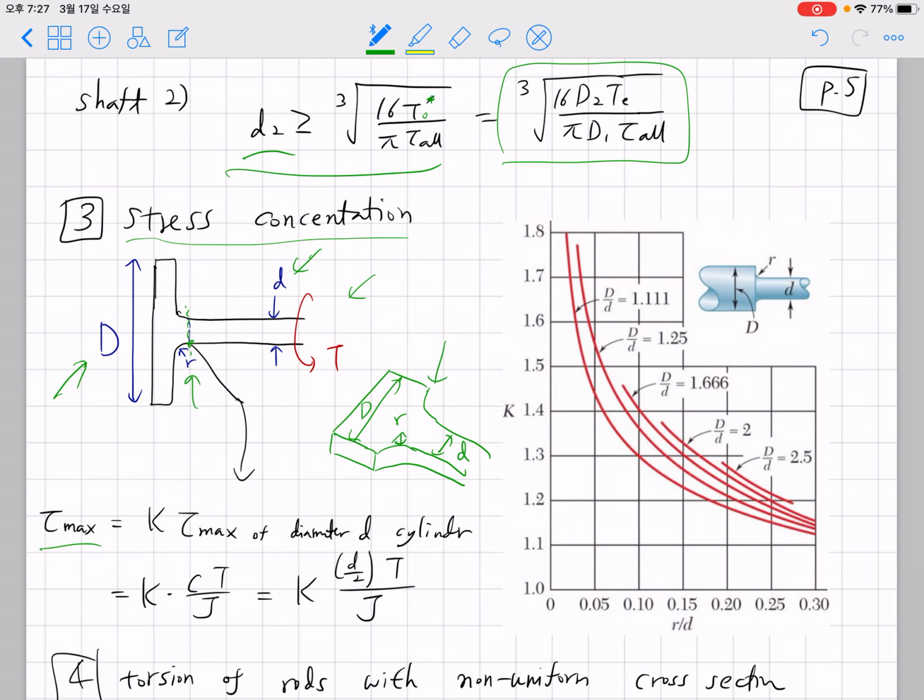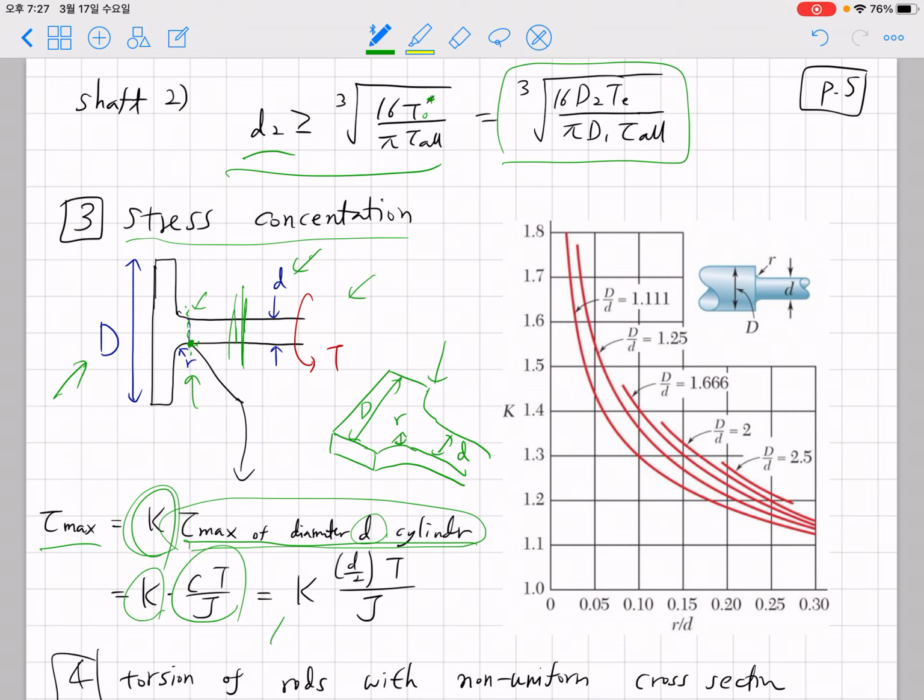Okay, and that stress must be obtained by the stress concentration factor K and tau max of the diameter D cylinder here. Maybe far from this joint, due to the Saint Venant principle and others, we're gonna have a distribution equal to the constant cross-section shaft, and we can obtain the tau max for that diameter, which is Tc over J. And if we multiply by the stress concentration factor K, we can obtain the maximum stress here, and this maximum stress must be smaller than the allowable stress. Okay, so that's the logic behind this.